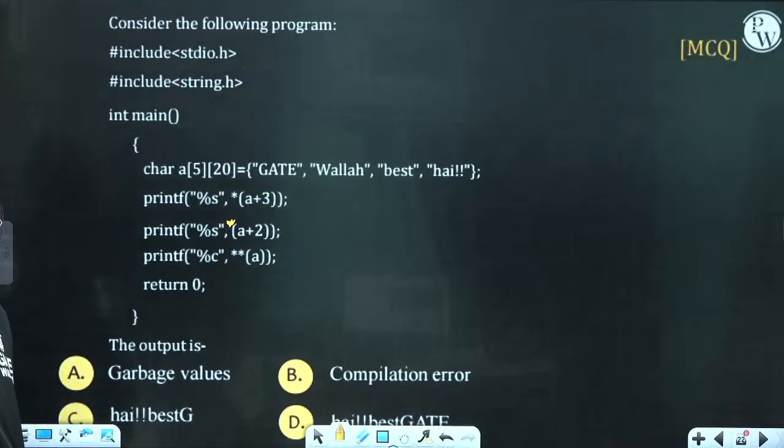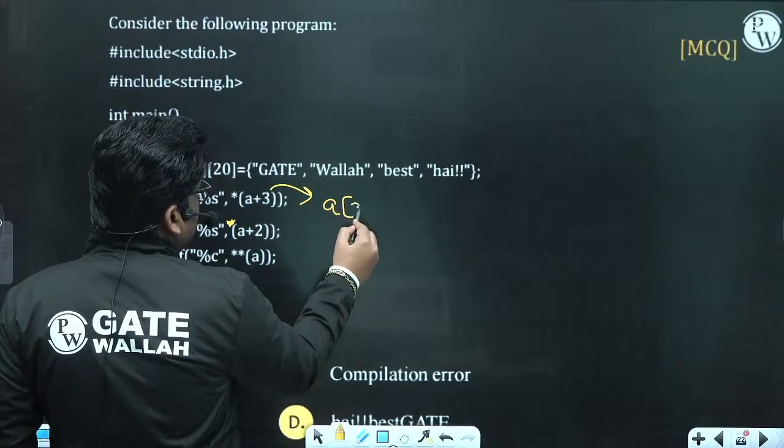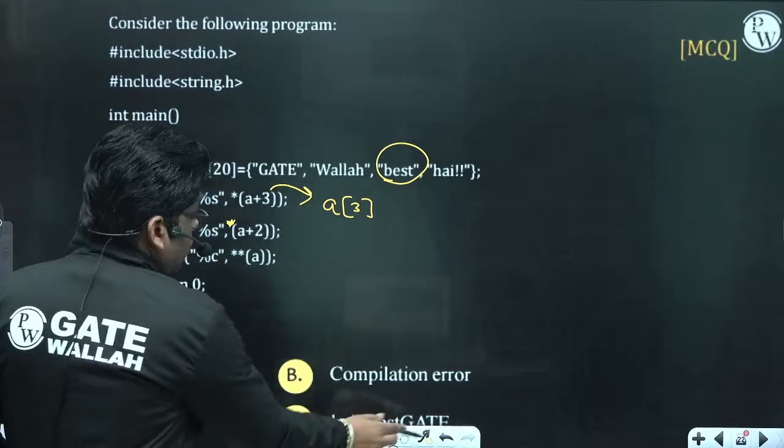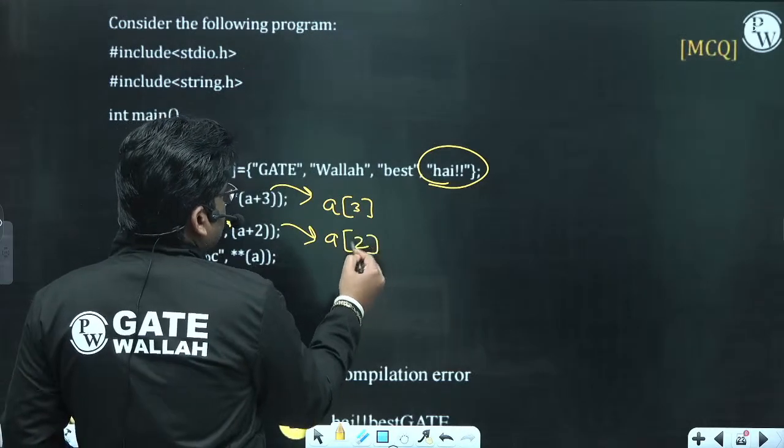Got the answer as option C? Sir, this is actually a of 3. That means we are saying fourth string. Sorry, fourth string. This is actually a of 2. That means we are saying the third string.